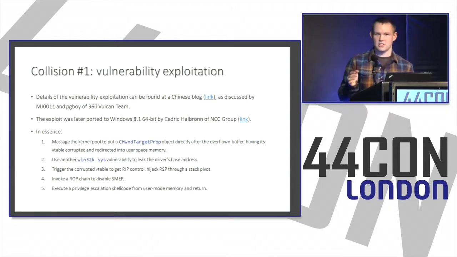In essence, they just put another object with a vtable directly after the overflown buffer, such that they could point the vtable into user mode, and from there they could execute ROP to disable SMAP and then run arbitrary code with kernel privileges in user mode.